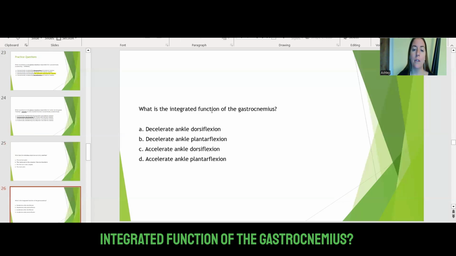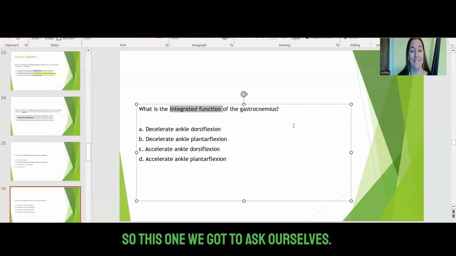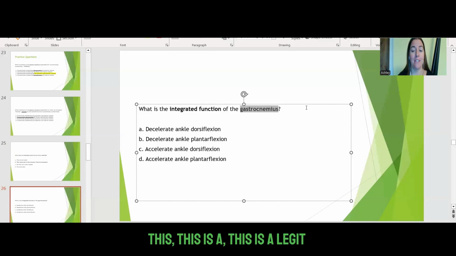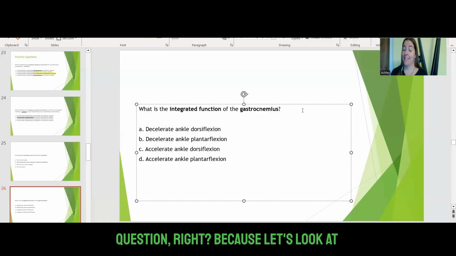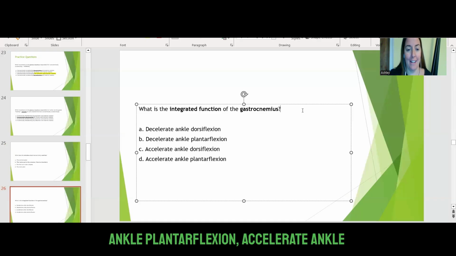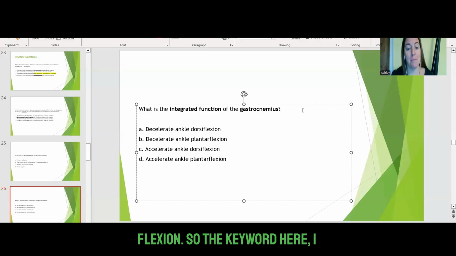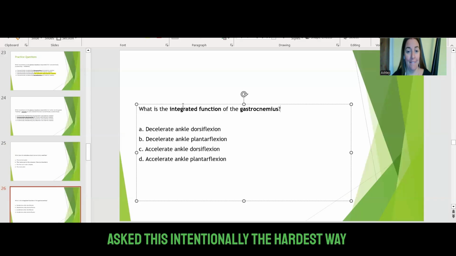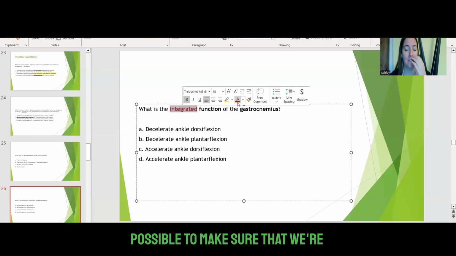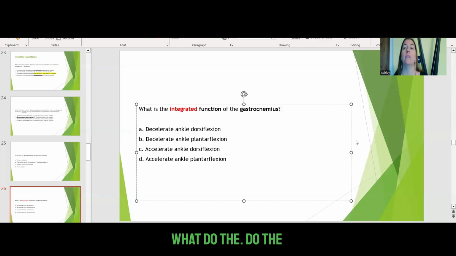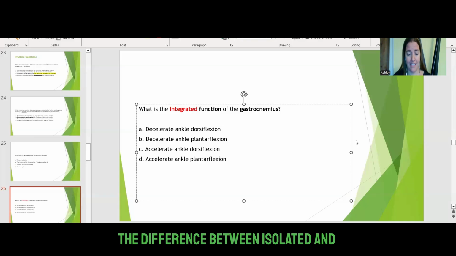All right, what is the integrated function of the gastrocnemius? So this one, we got to ask ourselves, this is a legit question, right? Because let's look at our answers. Decelerate, ankle dorsiflexion. Decelerate, the opposite, ankle plantar flexion. Accelerate, ankle dorsiflexion, or accelerate, ankle plantar flexion. So the key word here, I asked this intentionally, the hardest way possible, to make sure that we're doing the right process. Not just what do the calves do, but knowing the difference between isolated and integrated.